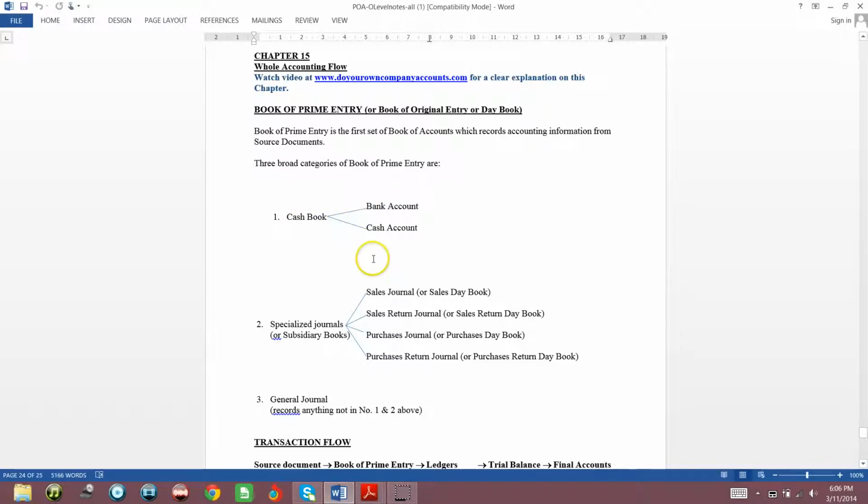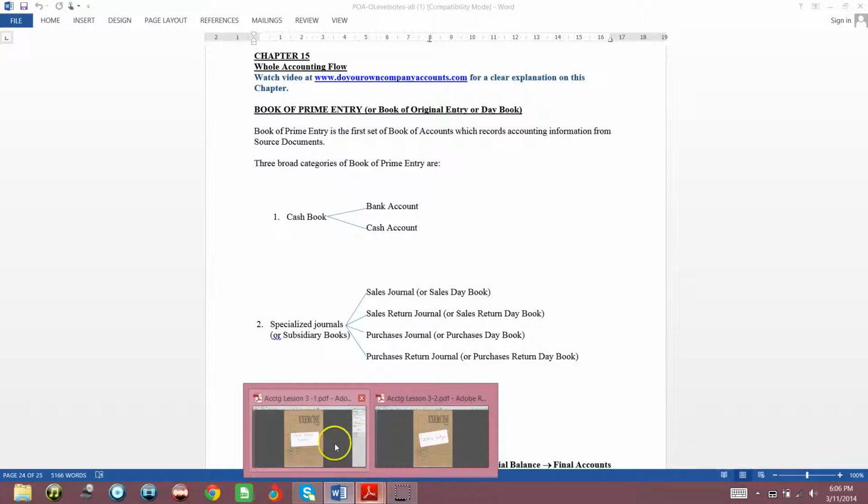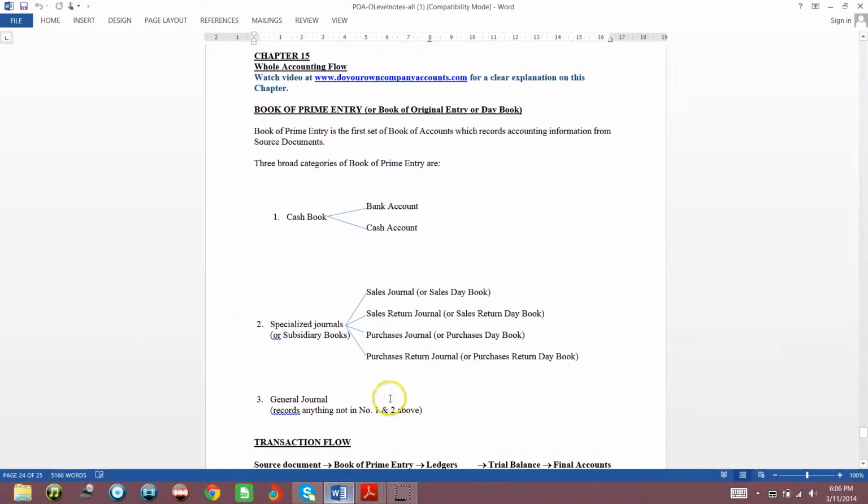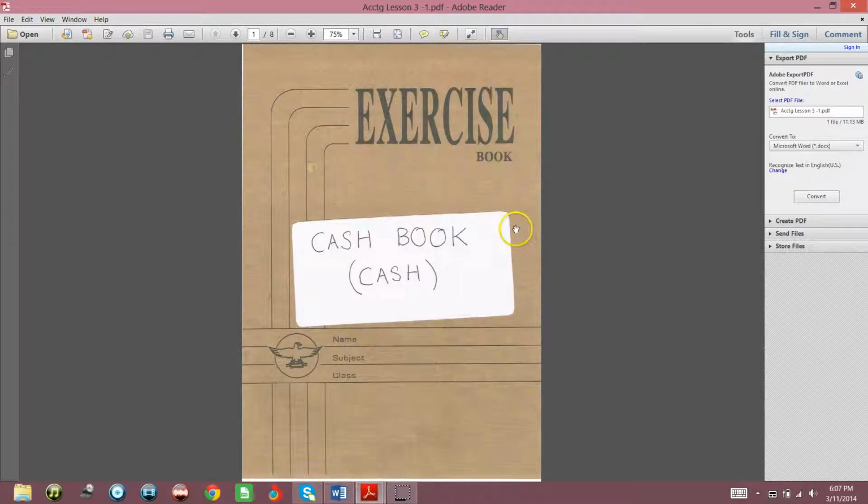When I have a small business, a shop or whatever business I have, the first thing is I must have a cash book. That means whatever money comes in or goes out, I will record in an exercise book and label it cash book. I will have a cash book for cash, to record my cash in and cash out. And if my business has a bank account, I will have a cash book to record money going into and out of my bank account.